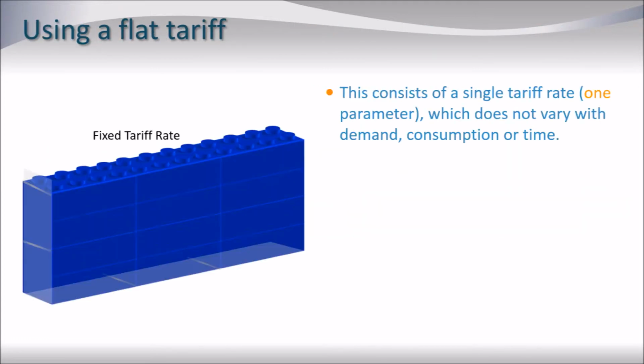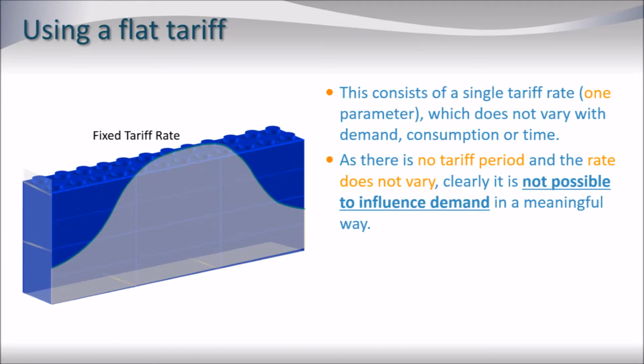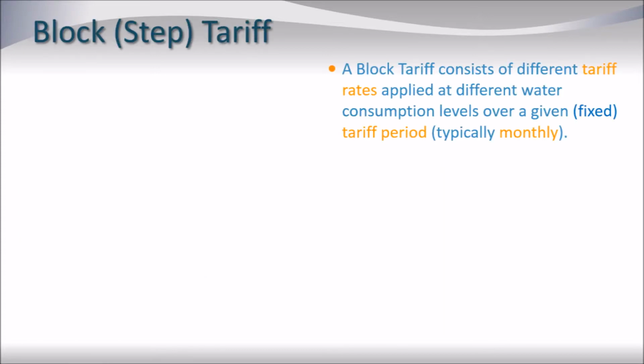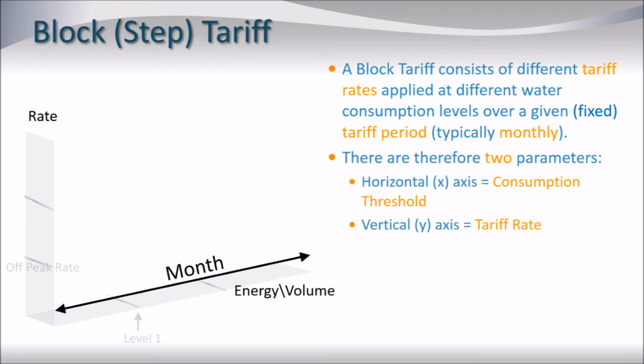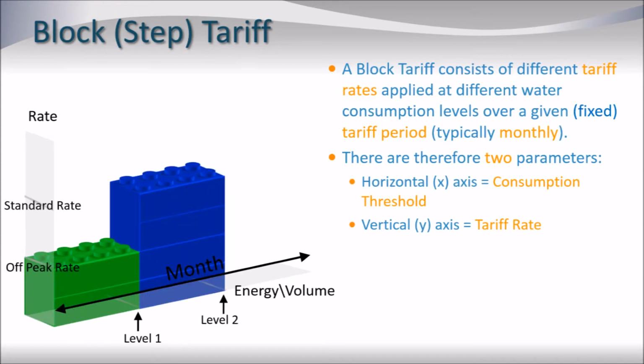A flat tariff consists of a single tariff rate, that's one parameter, which doesn't vary with demand, consumption or time. As there's no tariff period and the rate doesn't vary, clearly it's not possible to influence demand in a meaningful way. Block or step tariffs, on the other hand, consist of different tariff rates applied at different water consumption levels over a given fixed tariff period, typically monthly. There are therefore two parameters, the horizontal x-axis showing consumption threshold and the vertical y-axis showing the tariff rate.